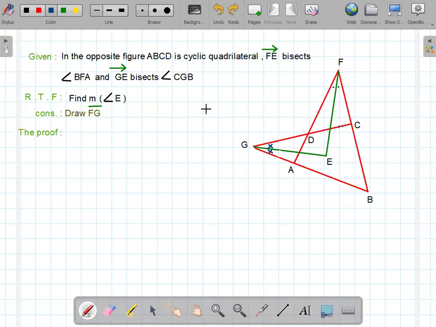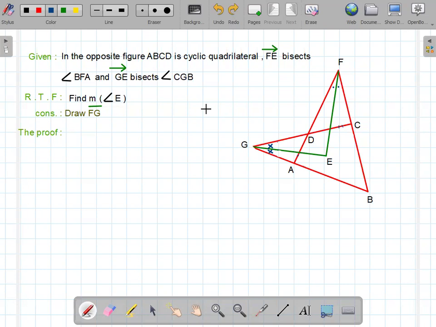Today we will solve this problem. In the given of this problem, he gave us ABCD as a cyclic quadrilateral. If FE bisects the angle BFA and GE bisects the angle CGB, we are required to find the measure of E.